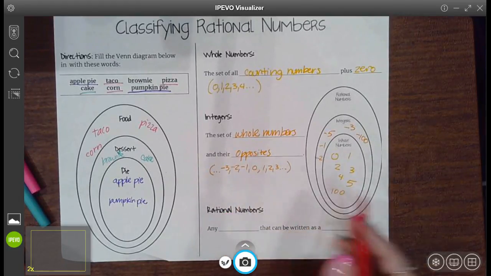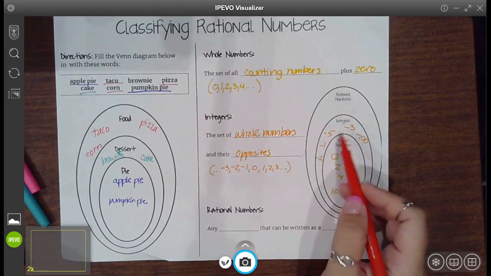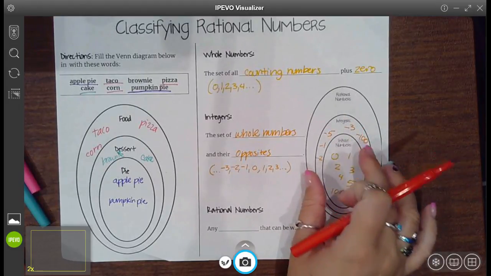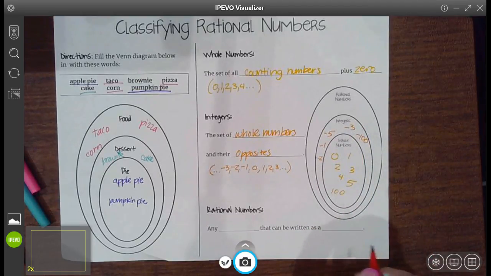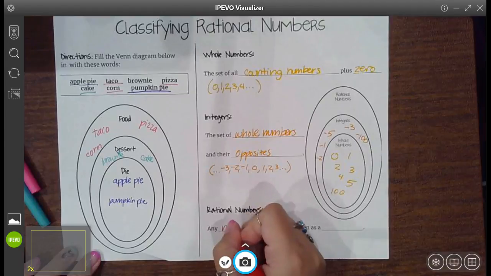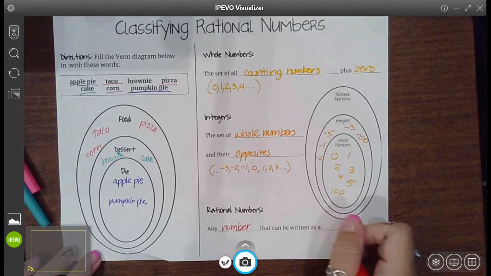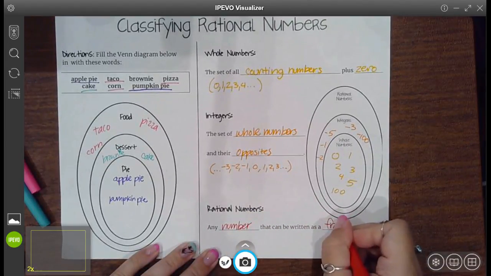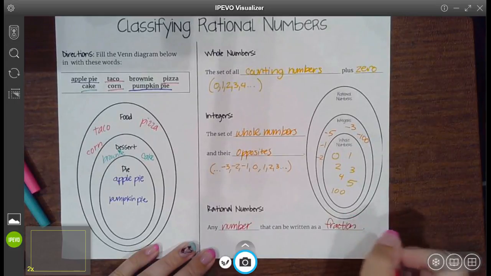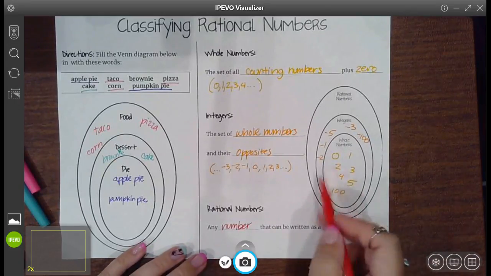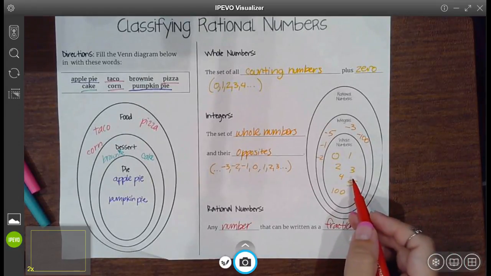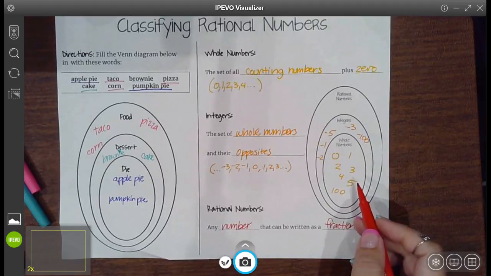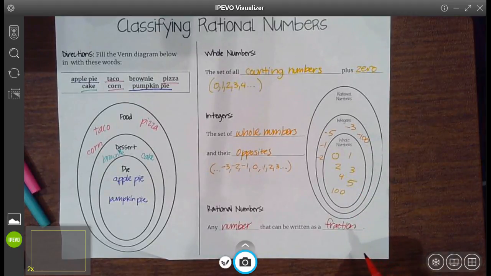Plus, it also includes these, because remember, rational numbers, integers and whole numbers are still within that circle. So rational numbers includes all of these, but it also includes any number that can be written as a fraction. And you're like, how is that the definition of a rational number? Because it's not just fractions, it's all of these. Well, whole numbers can be written as fractions too, right? How do you write 3 as a fraction? 3/1, right? So it's any number that can be written as a fraction.